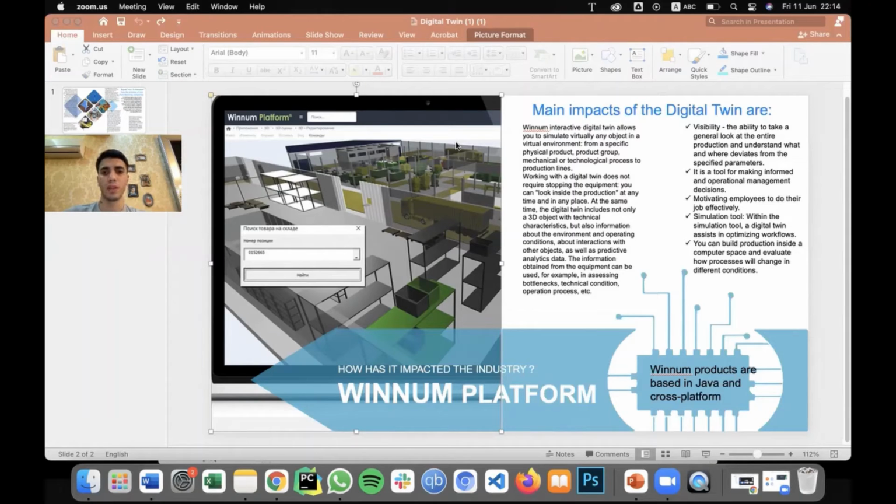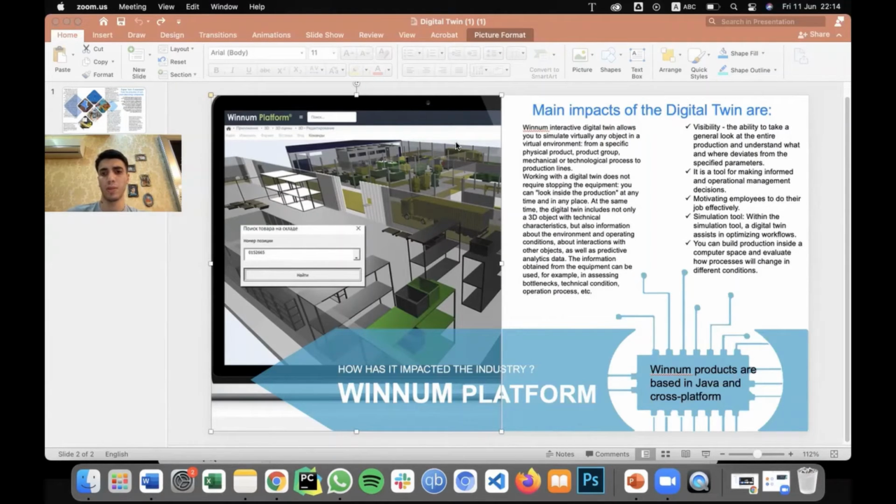Working with a digital twin doesn't require stopping the equipment. You can look inside the production at any time, at any place, at any moment. At the same time, the digital twin includes not only a 3D object with technical characteristics, but also information about the environment and operating conditions, about interactions with other objects, as well as predictive analytics data.